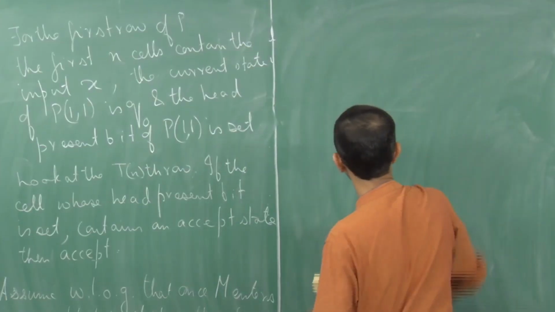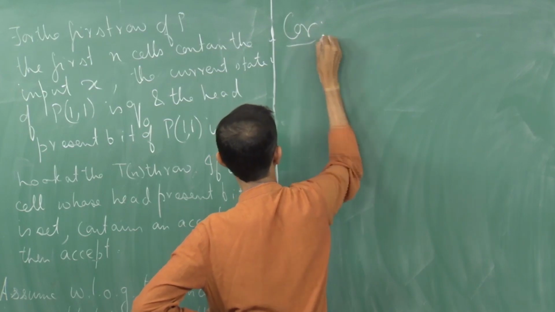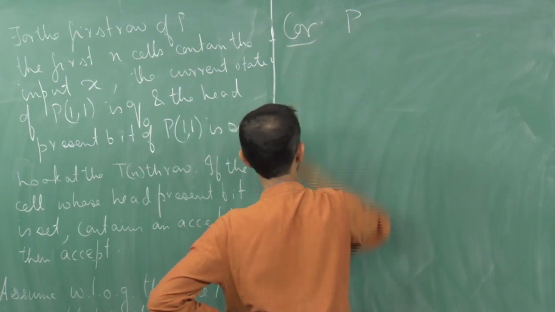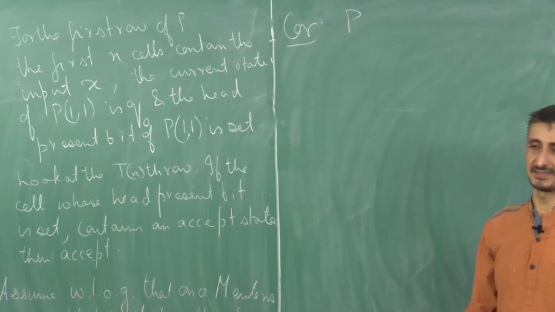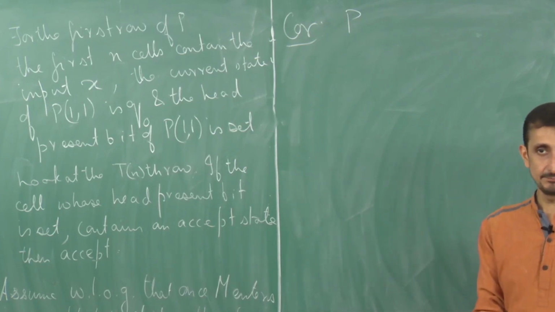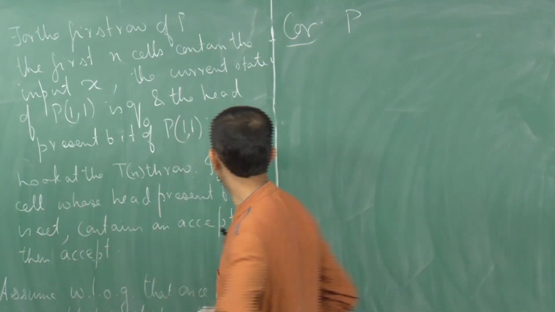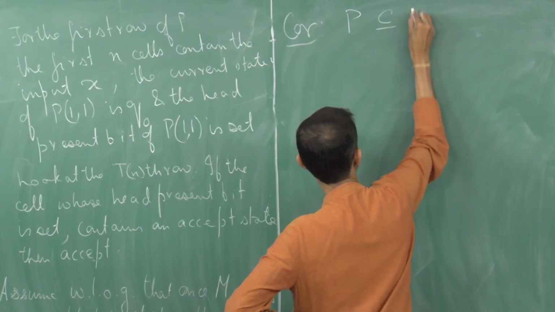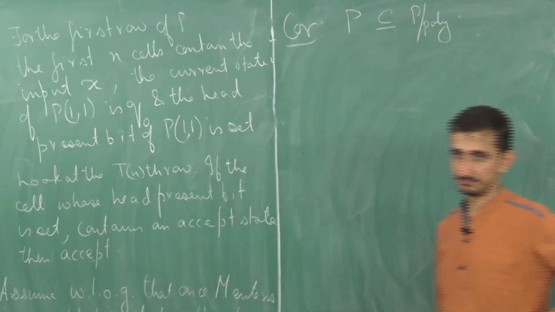So, what have we got as a result? That if I take a Turing machine which runs in poly time, say n to the power k time, it can be simulated by circuits of size n to the power 2k, which is again polynomial. So, P is in P slash poly.